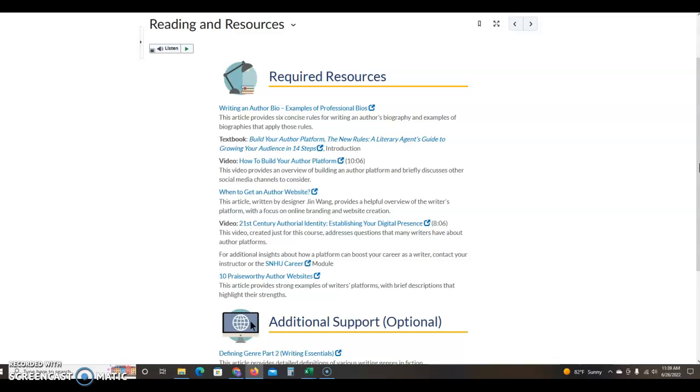So here are the required resources as we work through Module 1. Writing an author bio, examples of bios. It's perfectly fine, by the way, to model based on the examples you see, based on an organizational concept. But of course, all the writing will be your own. You've got your textbook built in right here.